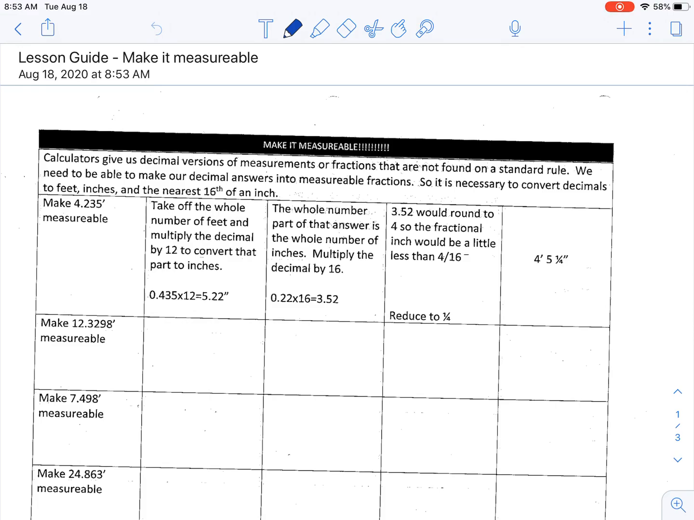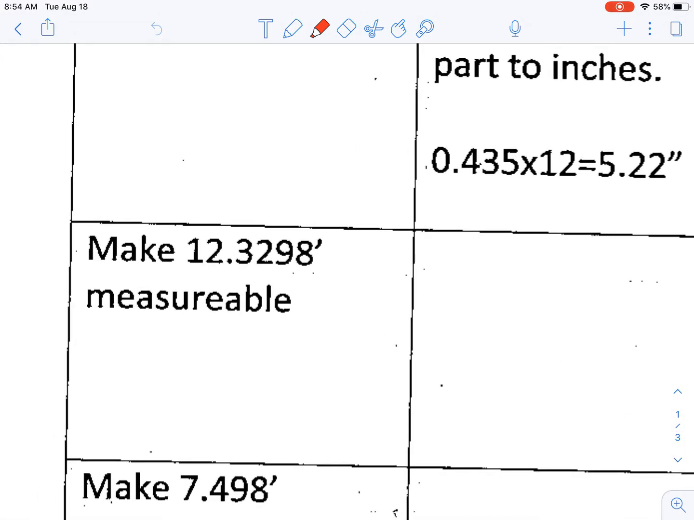Today we're going to talk about how to make decimals measurable. Sometimes when we use a calculator we get a funky decimal, like you did in the last lesson when we were converting feet into inches and centimeters into inches. You would get these weird long decimals. Well, how in the world do you measure that in fractions or on a ruler? For example, this. How would I actually measure that?